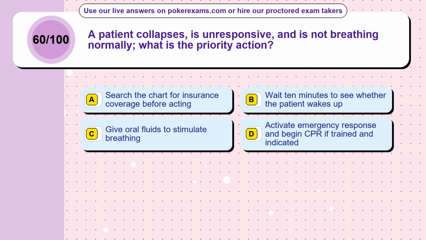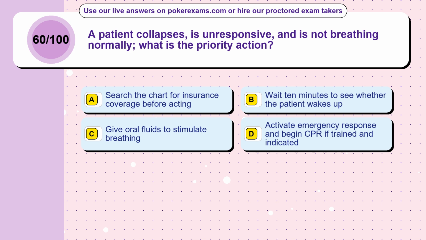Question 60. A patient collapses, is unresponsive, and is not breathing normally. What is the priority action? Option A. Search the chart for insurance coverage before acting. Option B. Wait 10 minutes to see whether the patient wakes up. Option C.